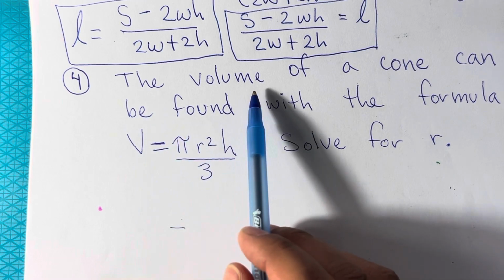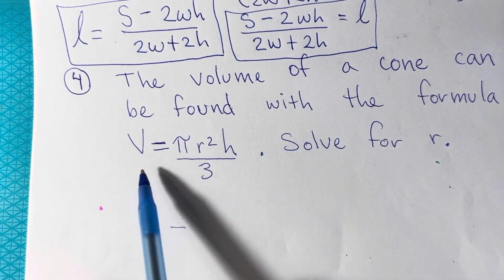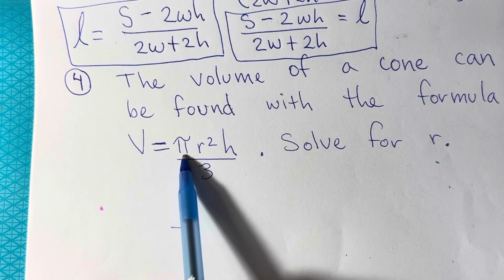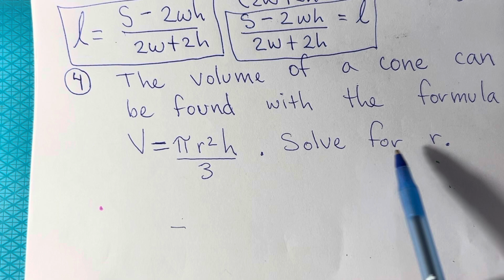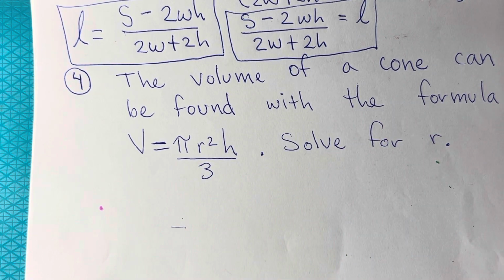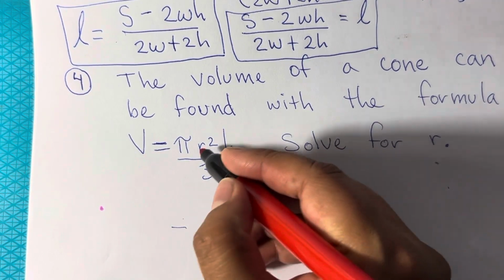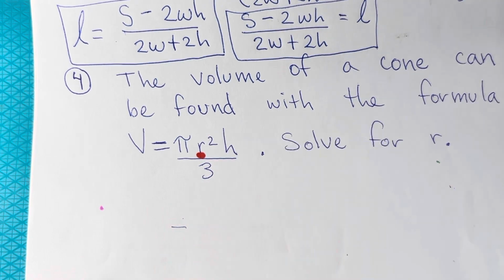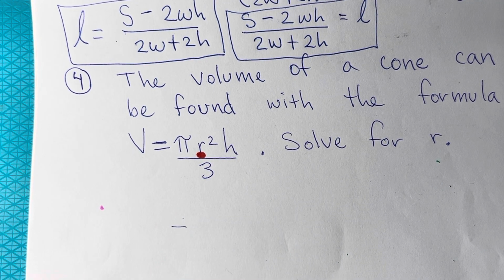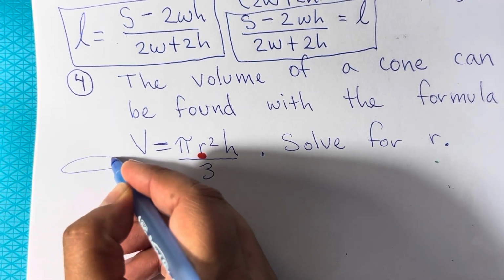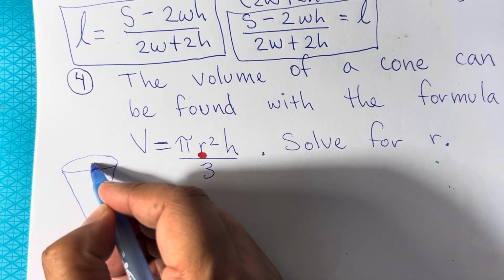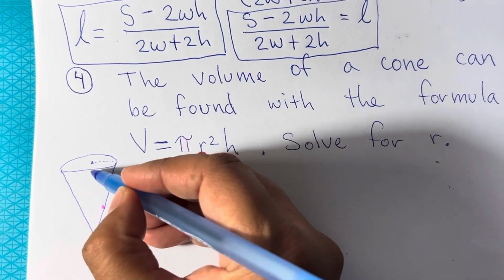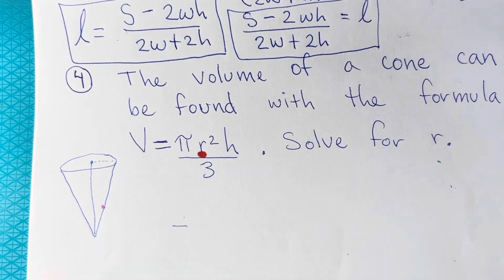Number 4 says the volume of a cone can be found with the formula V equals pi r squared times height times h divided by 3. Solve for r. So we need to isolate this variable right here, which has a square, and we also have to cancel that. Okay, so what is a cone and what is volume? Volume is all the space that fits inside of this cone, and what we're trying to find is this distance right here in terms of the height and the volume.